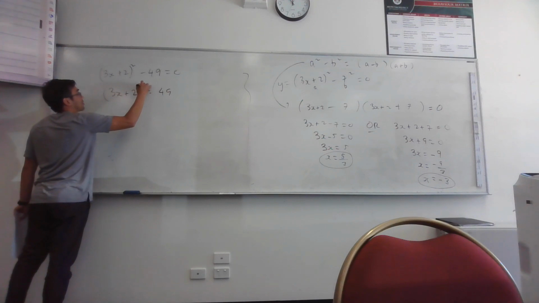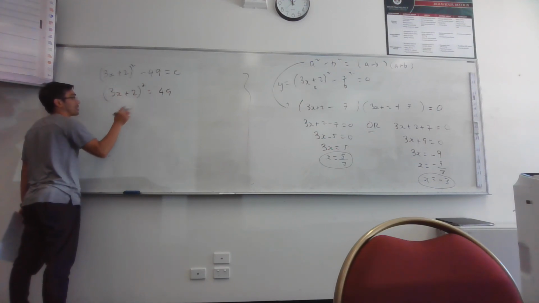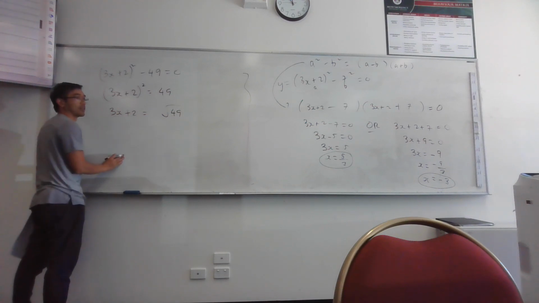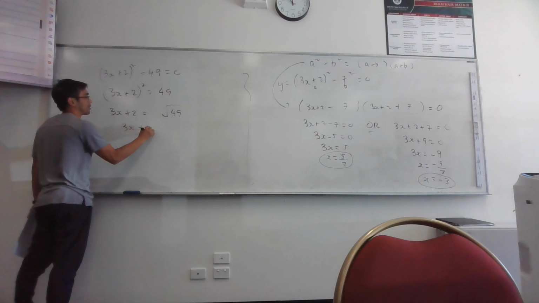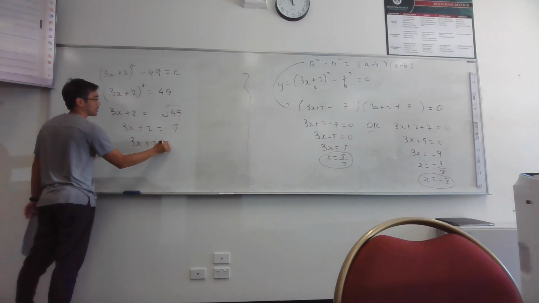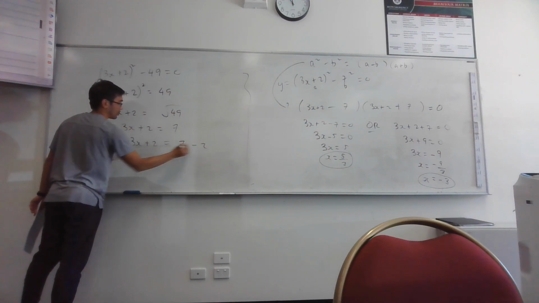Can I do that? Yeah. What's the operation on the other side for the next step? Wouldn't it be 7? Becomes 7. Okay. Equals 7. Take away 2.